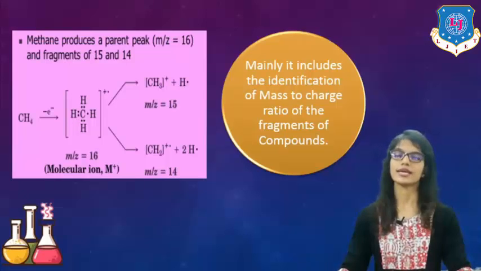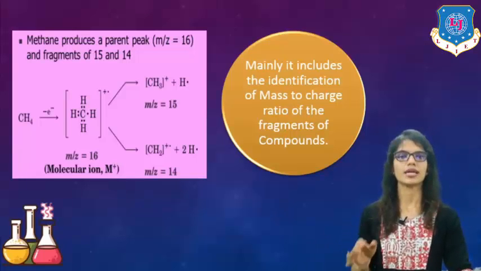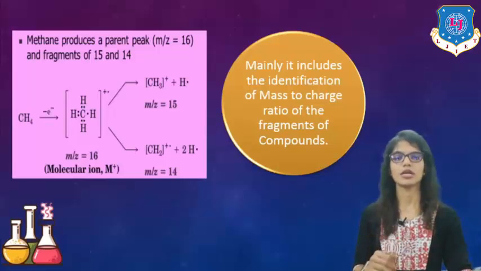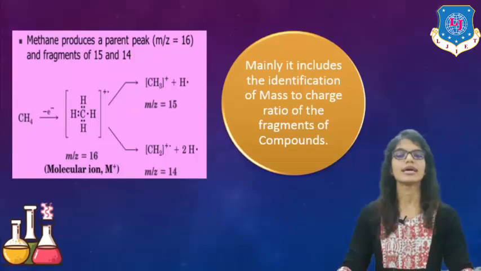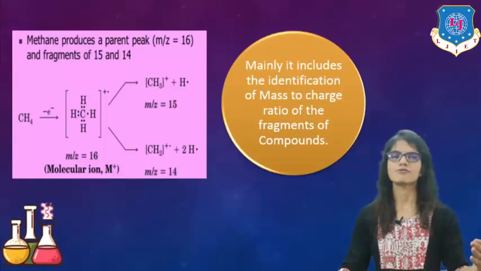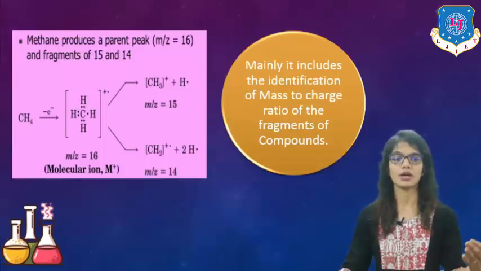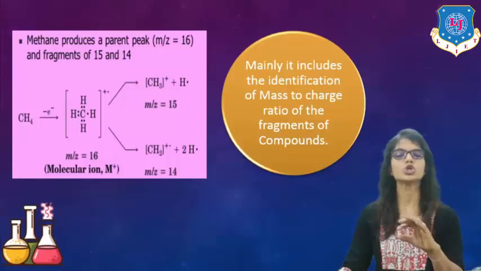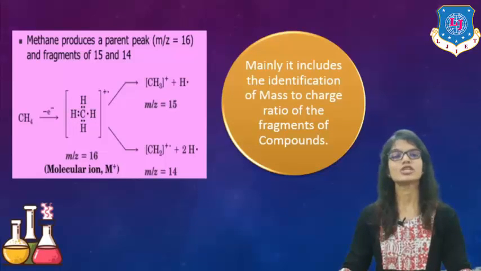Now we have taken the example of methane. So methane produces a parent peak, that is a mass to charge ratio peak at 16, and fragments at 15 and 14. How is it possible? So as you can see here, CH4 is bombarded with electrons, right? In further slides, we will see how the ionization will be done. So by bombarding it with the electron, it will convert itself into two different fragments. Number one, CH3+, and number two, CH2+.